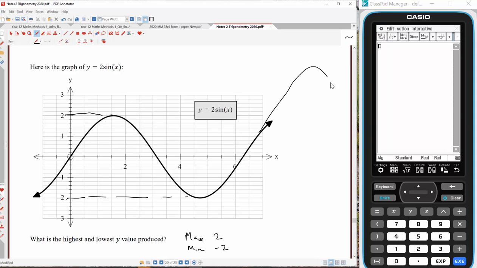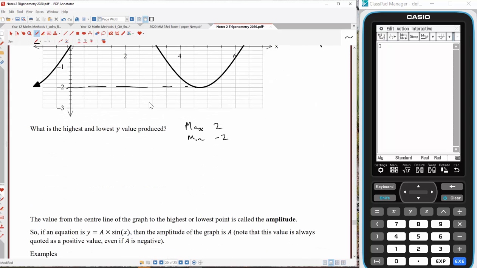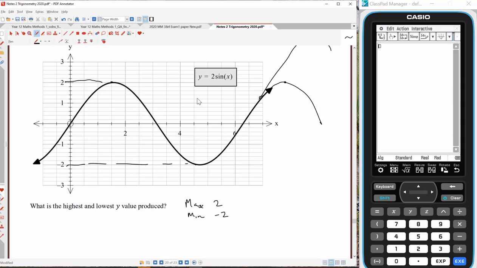Those of you thinking, might this go higher? No, we'll just get one more repetition of that, which will max at 2 and min at -2. The value from the center line of the graph to the highest or lowest point is called the amplitude. This line here is called the center line of a trig function. The distance from this line to the max or the min, which in these two cases is 2 and 2, we call the amplitude. I often refer to it as the amp for short, the amp of the trig function.